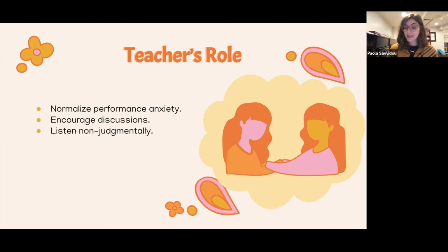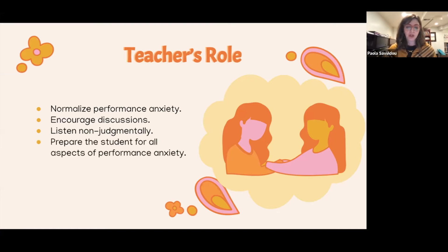Listening non-judgmentally, trying not to interrupt, to validate their experience, and we'll practice this a bit at the end. Simply saying something like, oh, it's really tough to perform in public. It makes sense that you're feeling so nervous. Even just that is so validating to a student, as opposed to, don't worry about it, you'll be fine, which is a more dismissive approach that might make the student feel like, oh, okay, maybe I shouldn't be feeling this way.